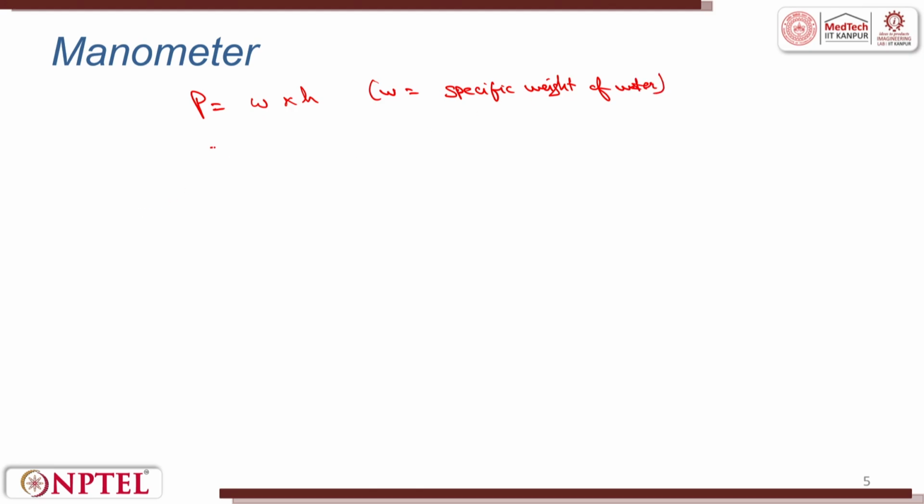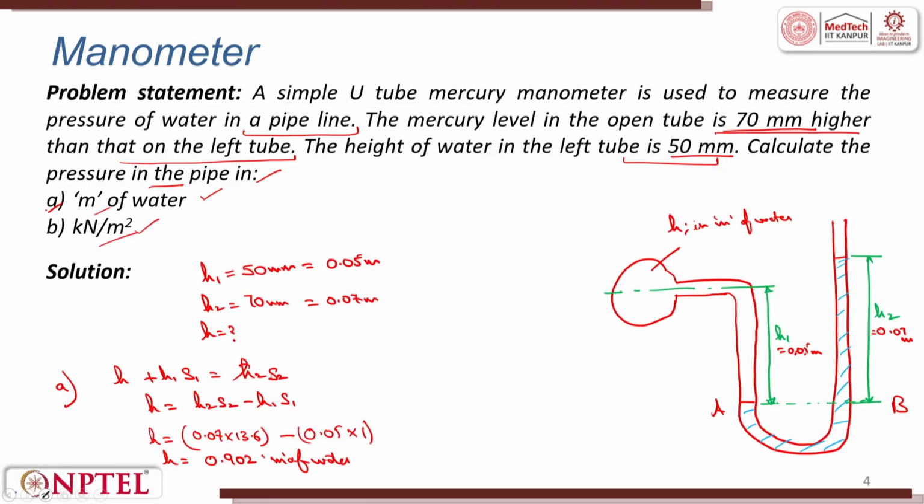Right, there we will put the value as 9.81 into 0.902, this turns out to be 8.848 kilonewtons per meter square. So, this is the calculated value here. So, we have H as 0.902 meters of water, that is written already, and in kilonewton per meter square we have gotten the pressure value P as 8.848 kilonewtons per meter square.